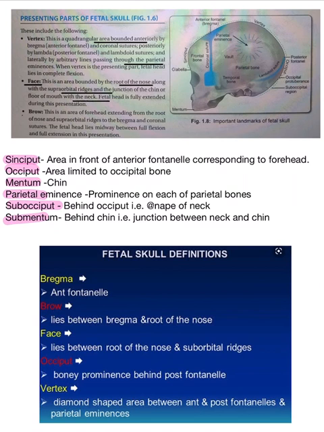Till the mentum, guys, till the junction between the chin and the floor of the mouth. Chin is also known as mentum, guys. So when do you see the face presentation? Face presentation is when there is complete extension, and it is fully extended, guys.